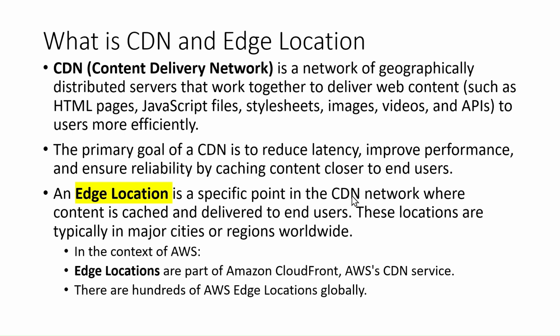Because of that, it improves performance and ensures reliability by caching the content closer to the end user. As I just mentioned, if someone tries to access the data in Bangalore, it will be stored in the Bangalore edge location. An edge location is a specific point to store the data in the CDN network, that is, the content delivery network. It's something like a mesh, where the content is cached. So we use edge locations to cache the content, and the CDN helps us bring that content and deliver it to the end users.